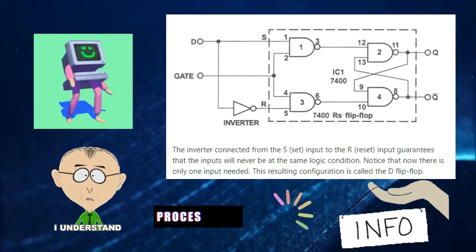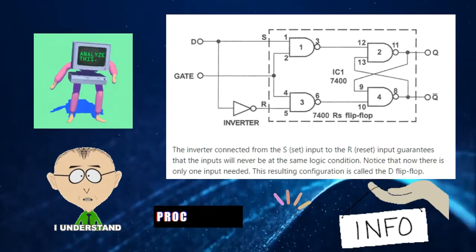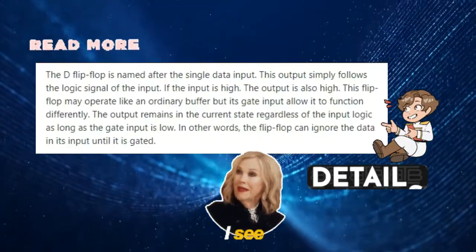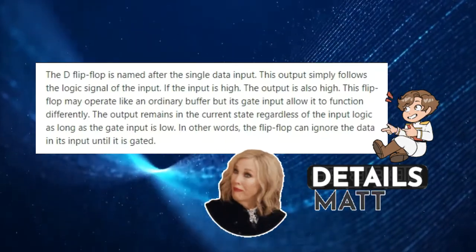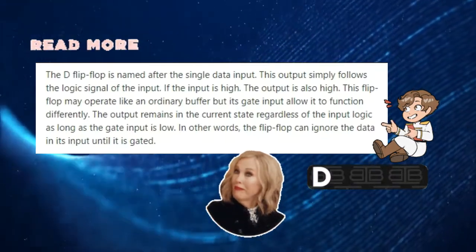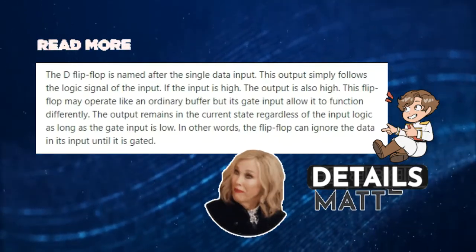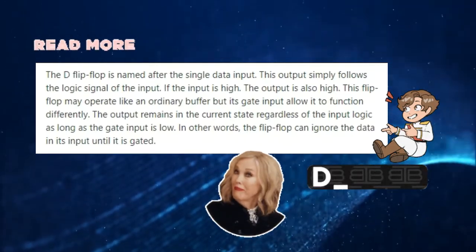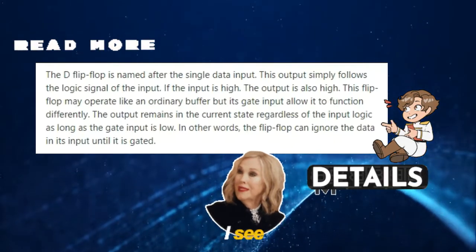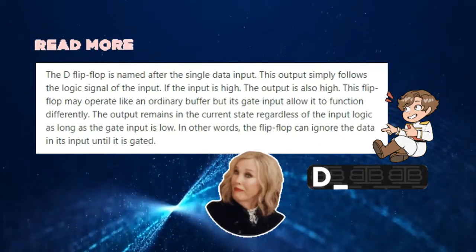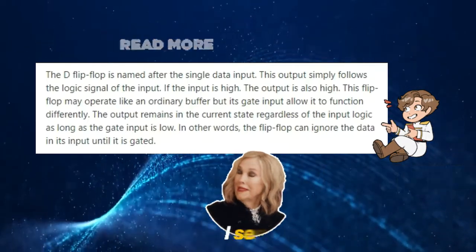This resulting configuration is called the D flip-flop. The D flip-flop is named after the single data input. This flip-flop may operate like an ordinary buffer, but its gate input allows it to function differently. The output remains in the current state regardless of the input logic as long as the gate input is low. In other words, the flip-flop can ignore the data in its inputs until it is gated.